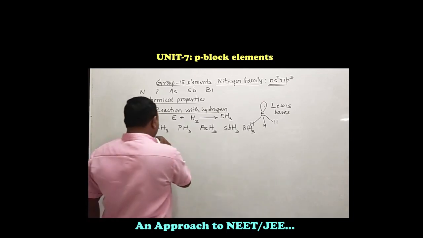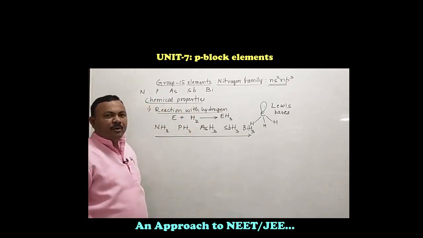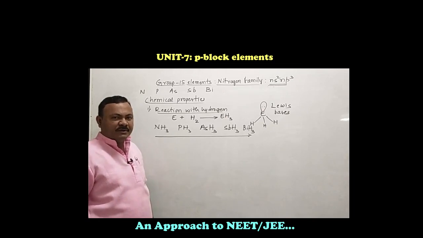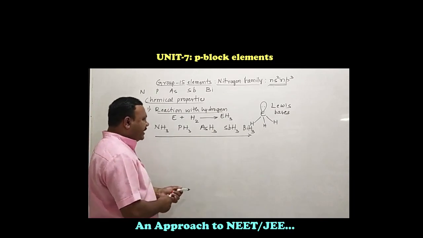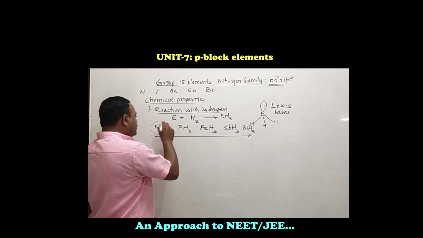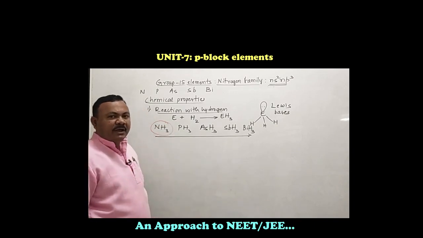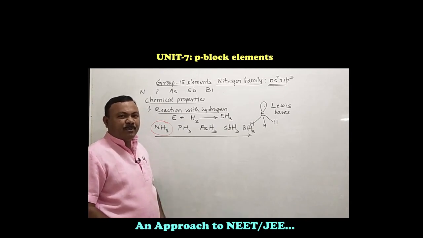Now let us move from ammonia to bismuthine. When we are moving from ammonia to bismuthine, there is a variation of some important properties. We go for learning all the properties one by one. Out of all these hydrides, only one hydride is water soluble. Remaining all hydrides are water insoluble. Ammonia is the only compound which is water soluble due to hydrogen bonding.